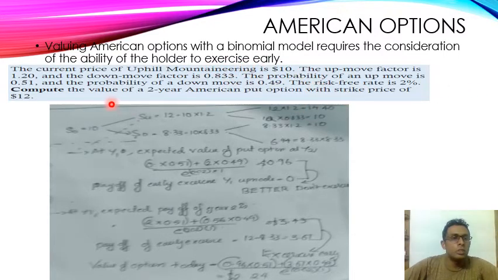The risk free rate is 2%. We have a 2-year American put option with a strike price of 12. So we'll have to calculate the value of the put option. Okay, so this is how it goes.